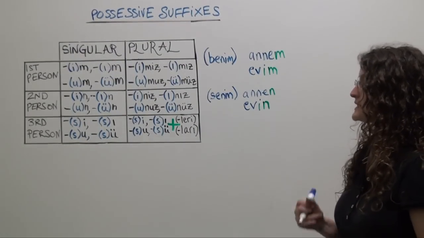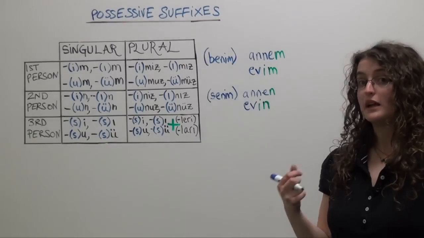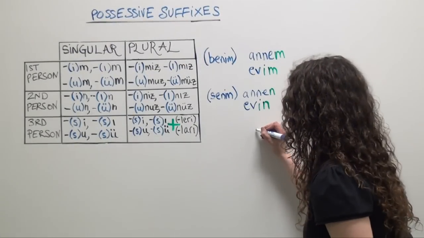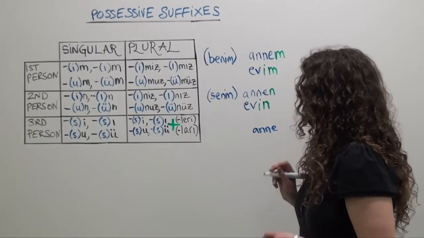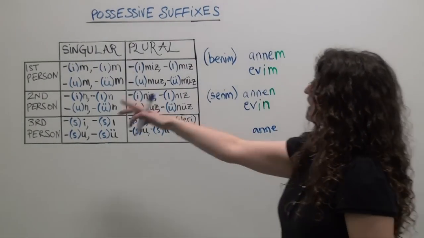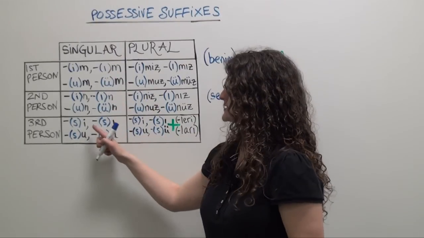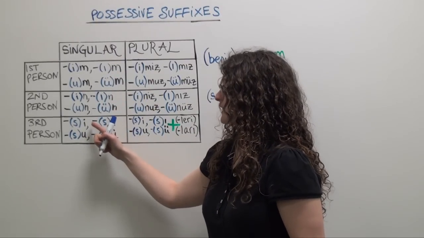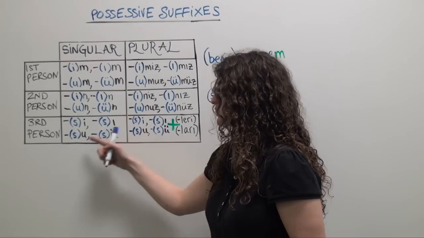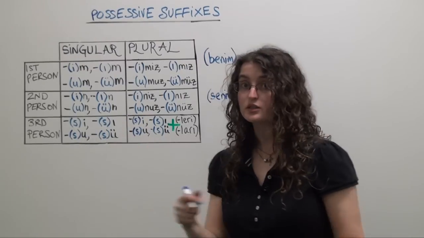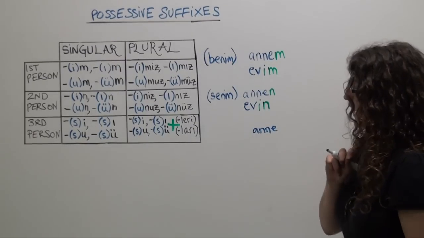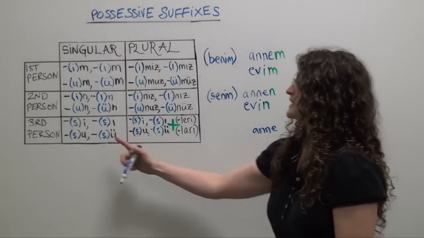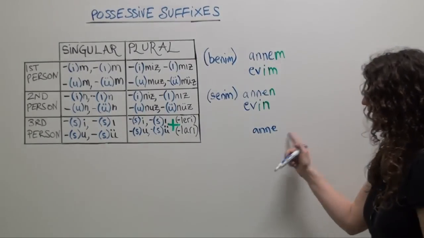Okay, let's say we want to say his, her, or its mother. Start with the Turkish word for mother again, anne. And we see that our third person singular possessive ending is i, ı, u, or ü, depending on the rules of four-way vowel harmony. Okay, so our knowledge of four-way vowel harmony tells us we would choose i for anne.